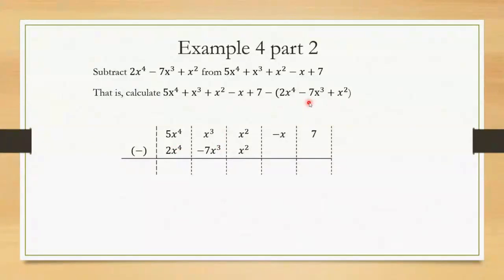You also see the minus 7x cubed, right? That's going to go in the x cubed column because they're like terms. X squared, that's going to go in the x squared column, as you can see. All right, that's good. Minus x and 7, right? Well, there's no terms from this polynomial that go in here, so you could leave them blank or put 0 in as placeholders. Okay, so that's what we get here.